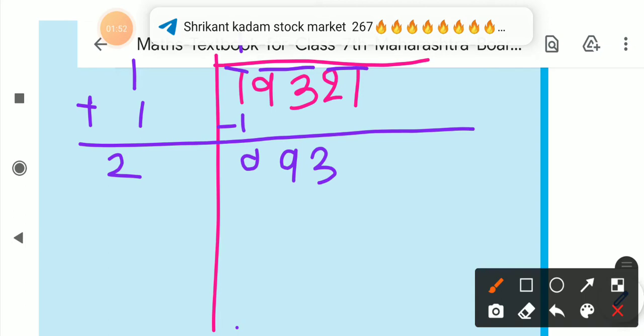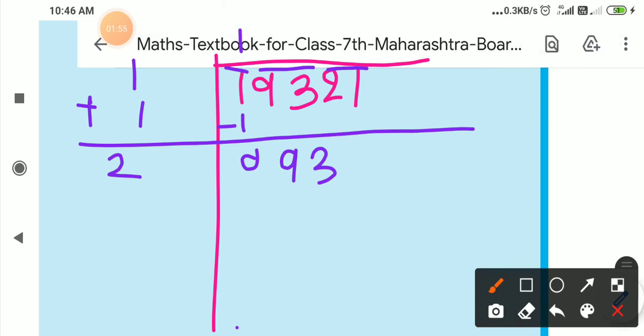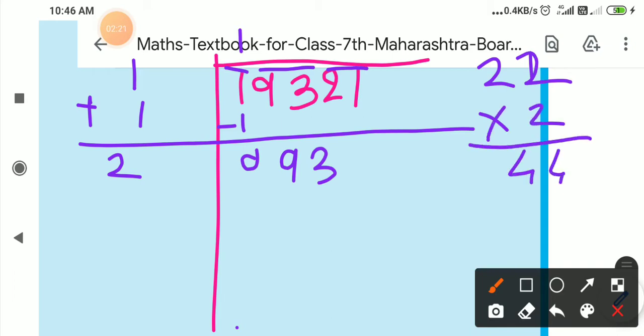So which number should we keep here, so that we get the answer 93 or less than 93? If I put 21 and multiply with 1, 21 ones are 21, this number is very small. So let us try 2. Suppose I take 2 here. So 22 twos are 44. This is also very small compared to that number.